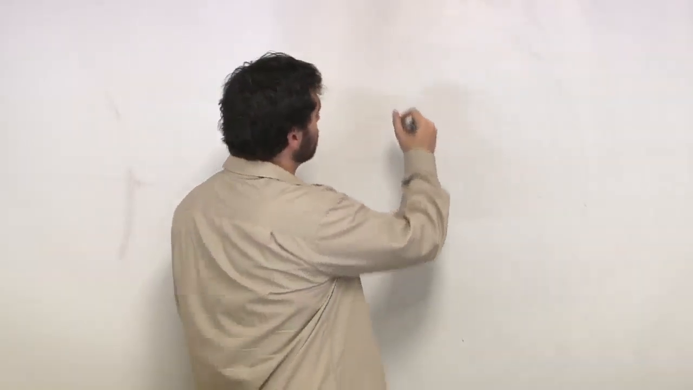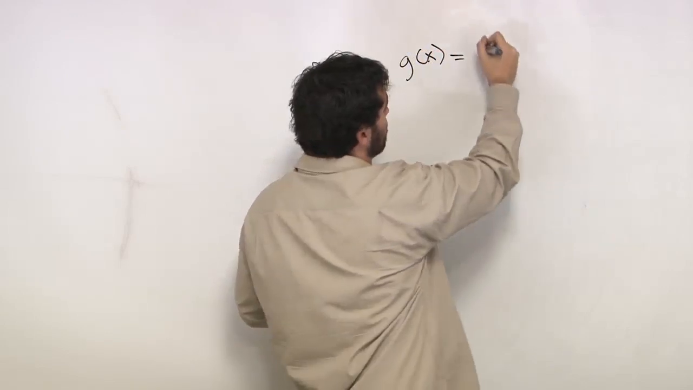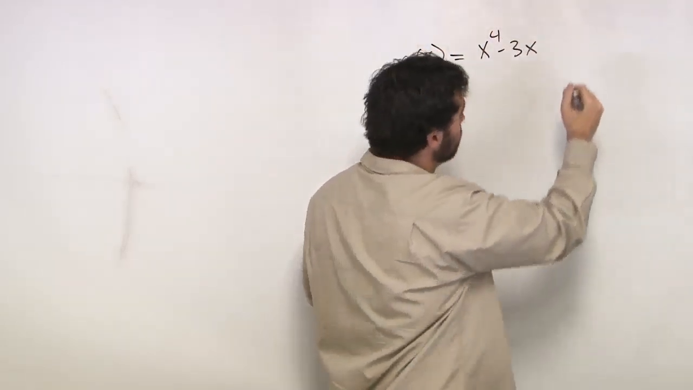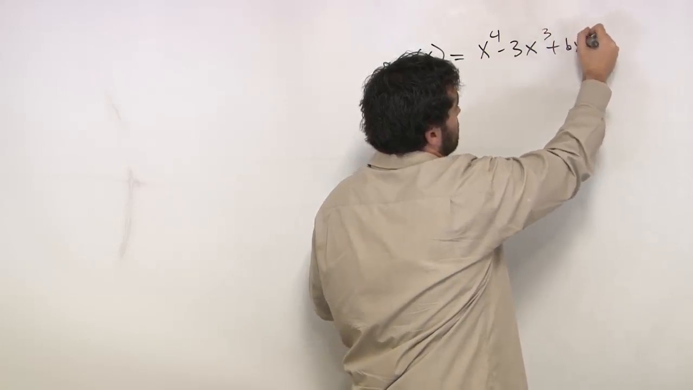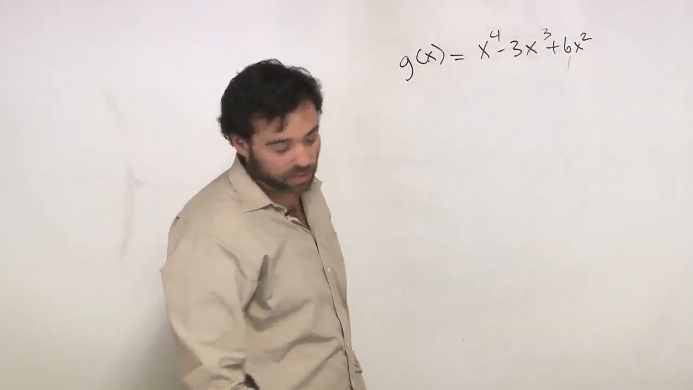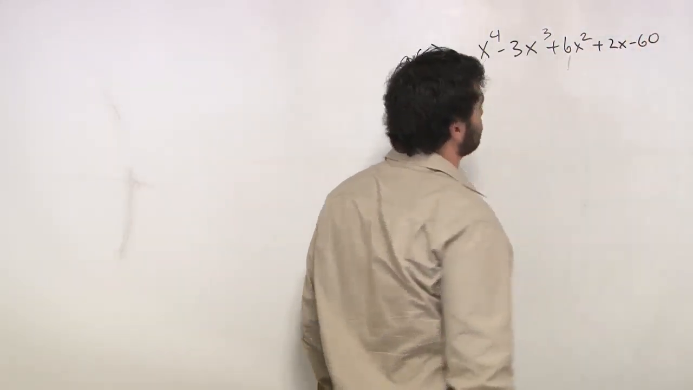Here is our new function. We could call this g of x just to switch it up a little bit. g of x is equal to x to the fourth minus 3x cubed plus 6x squared plus 2x minus 60.